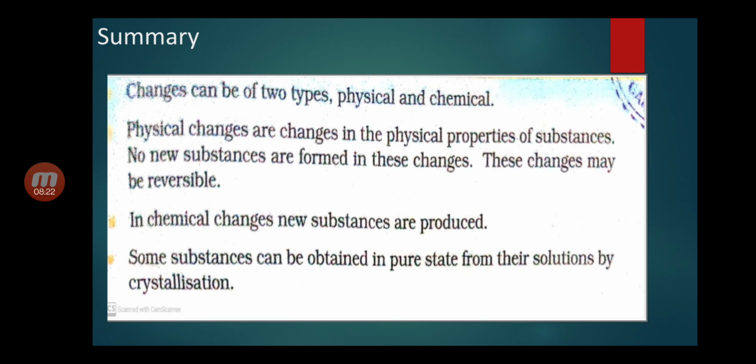Some substances can be obtained in pure state from their solutions by crystallization.